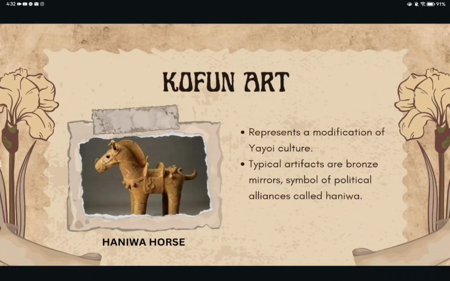The third is the Kofun art. Kofun art represents a modification of Yayoi culture, and its typical artifacts are bronze mirrors and symbols of political alliances called haniwa.